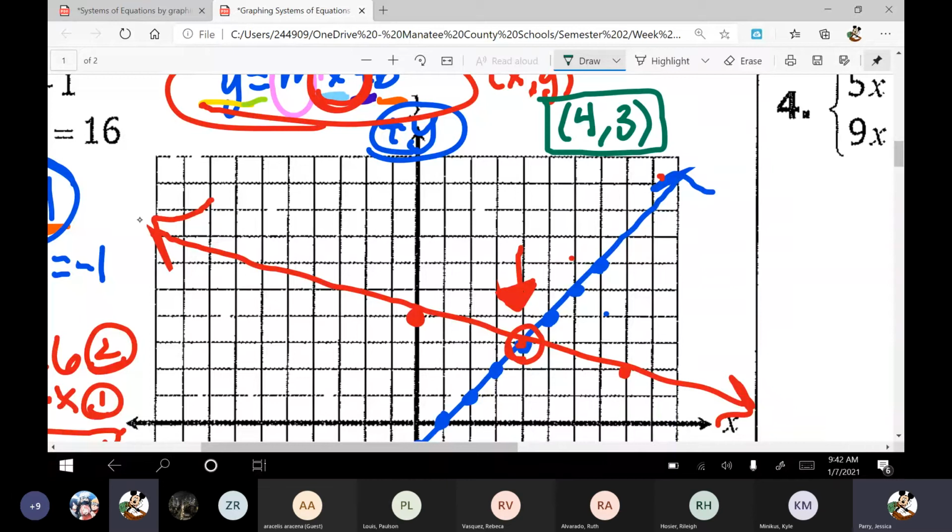And remember to find your solution, you start in the middle. First, you move left or right. And for this one, we move to the right 4. So that's a +4. And then you go up or down. For this one, we're going up 1, 2, 3. So it's a +3. So that's how we got our solution for number 3. Okay.